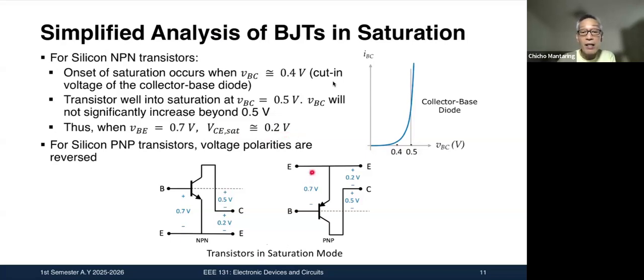For a PNP, you're looking at 0.7 from emitter to base. You're looking at 0.5 from collector to base. And therefore, what is left is 0.2 from emitter to collector. So this one is now VEC SAT. This is VCE SAT. This is VEC SAT. Again, take note of the interchange. Take note that we interchange the subscripts.